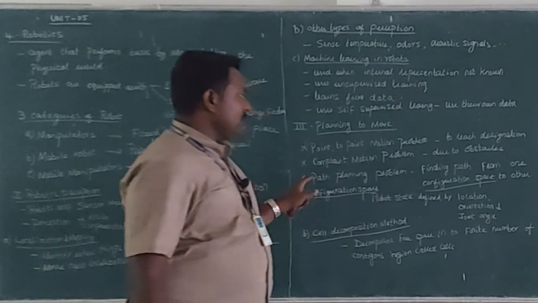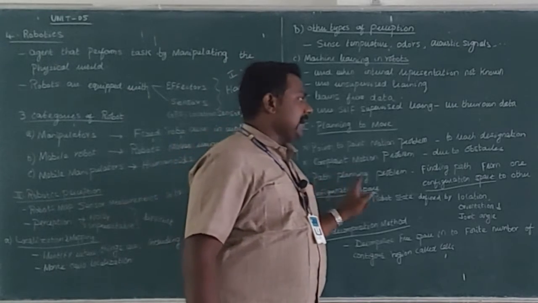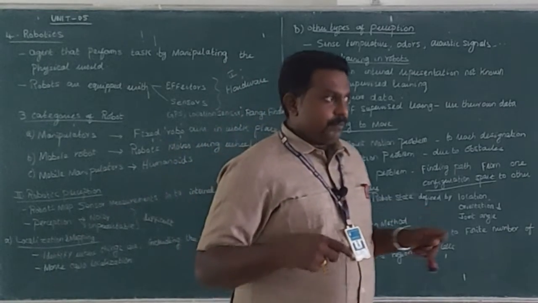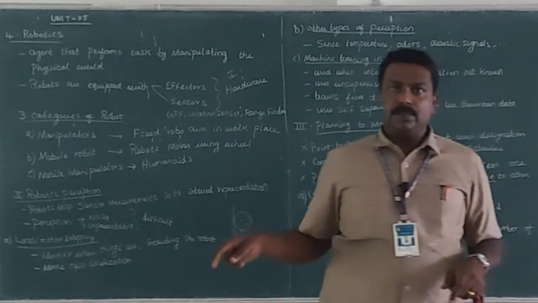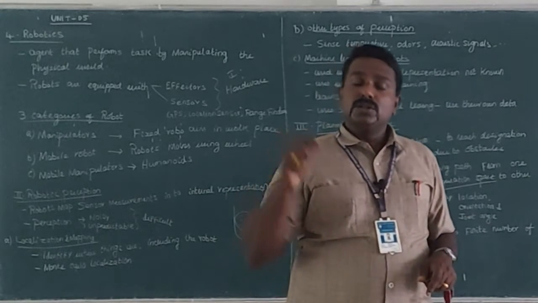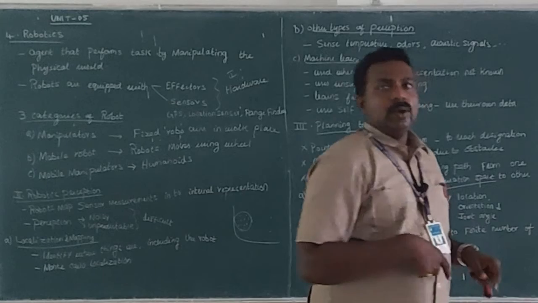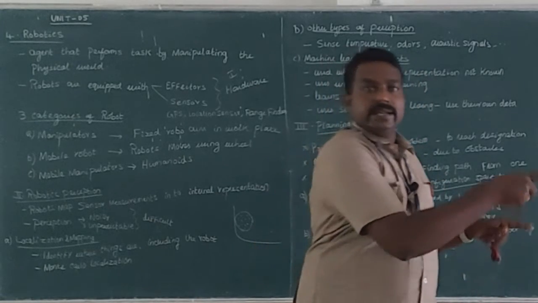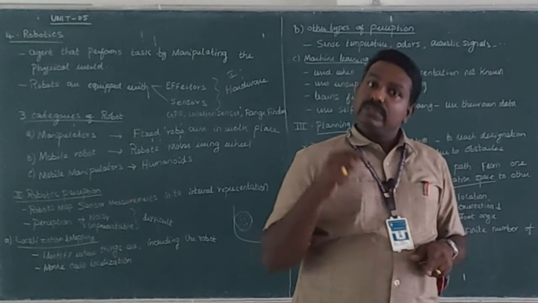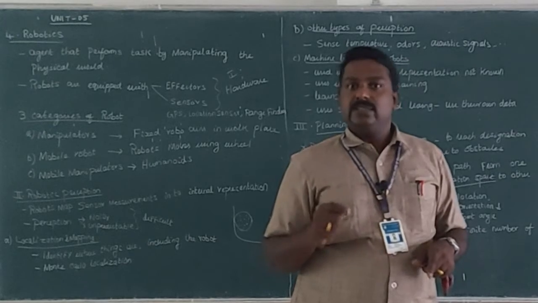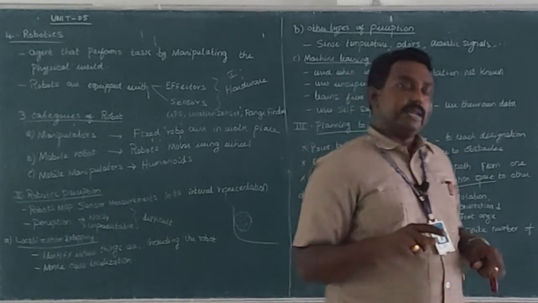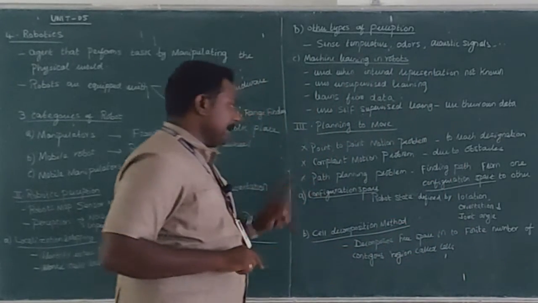And the third one is called the path planning problem. If you want to move from one position to another position, you have to choose a path. Through this path I have to move so that I can reach that particular destination. That is also not that easy. So this kind of problem is called the path planning problem.